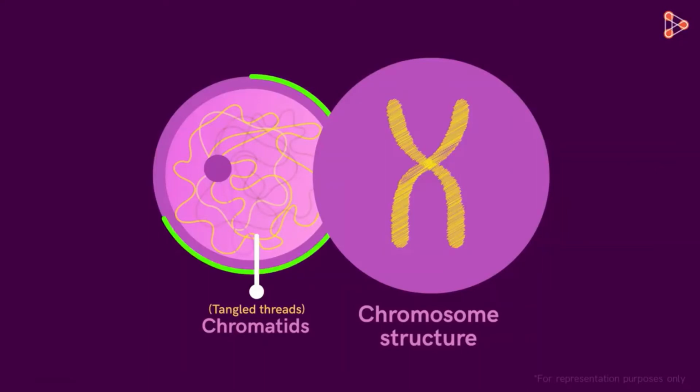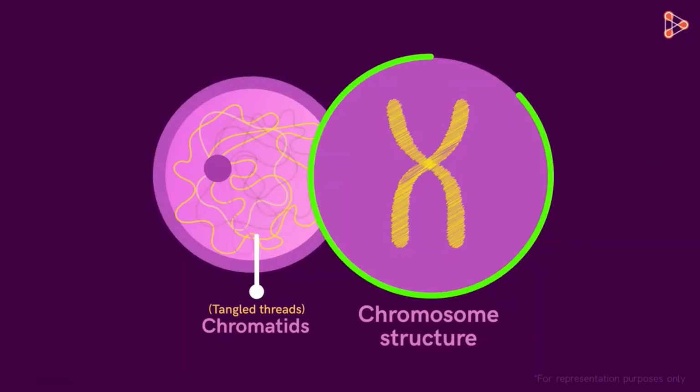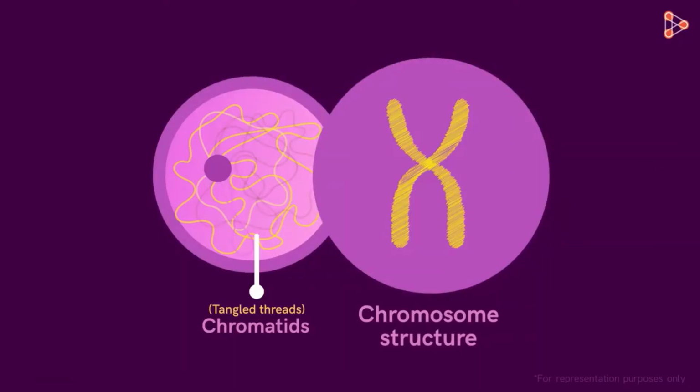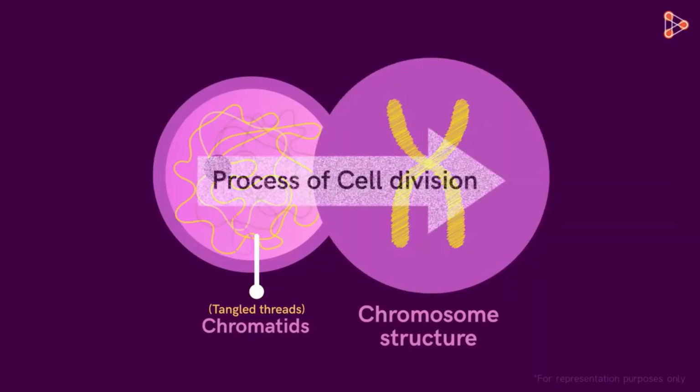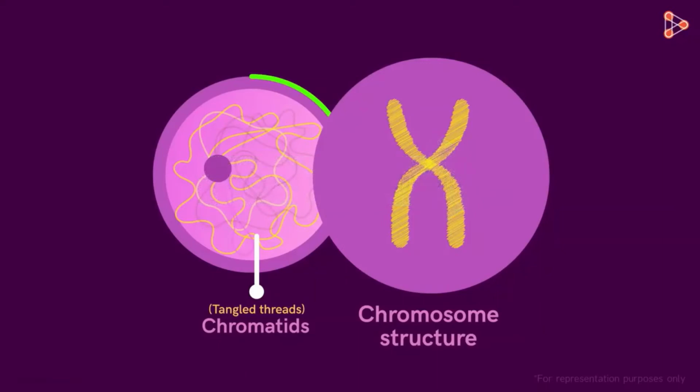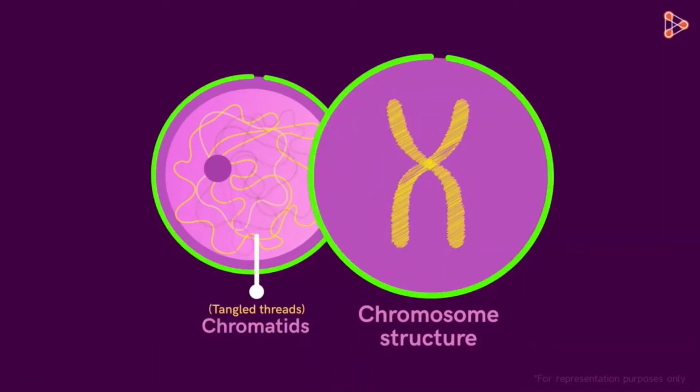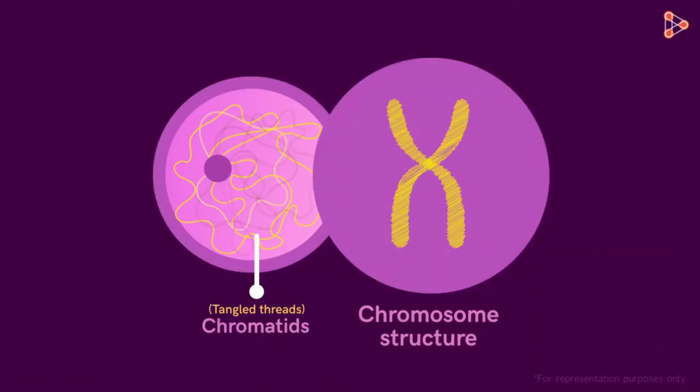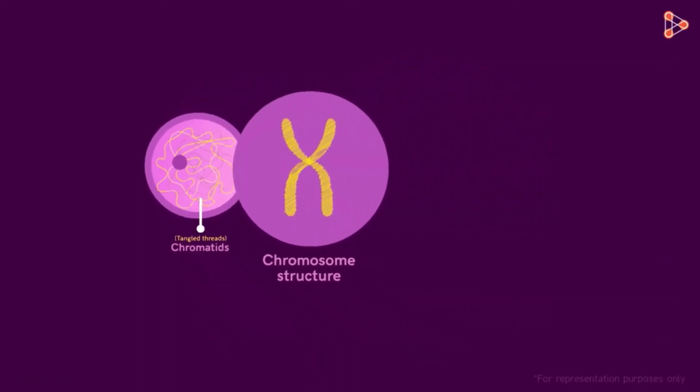So we have this cell with threads sorted in this classical chromosome structure. This structure is seen only when the cell is in the process of division. So can we say that both chromatids and chromosomes are the same? Yes, they are. The different names are for the different structures. Now the next question is, what are these threads, or chromosomes to be precise, made up of?